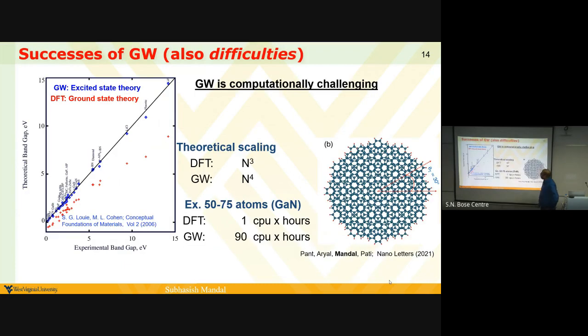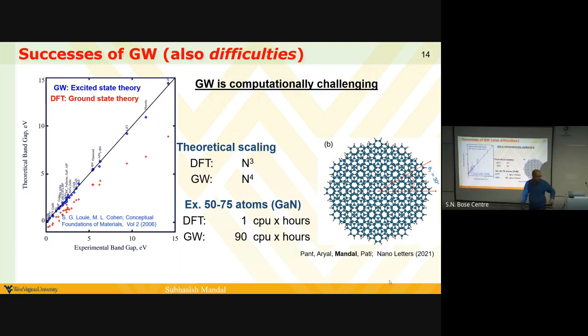Now, if you take any insulator or semiconductor and do a DFT calculation, you will see that it underestimates the band gap a lot because it's a ground state theory, and GW corrects it really well. But it also comes with a lot of difficulties, because a GW calculation is very costly.